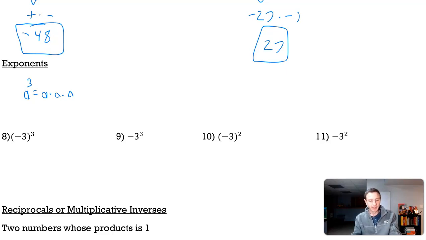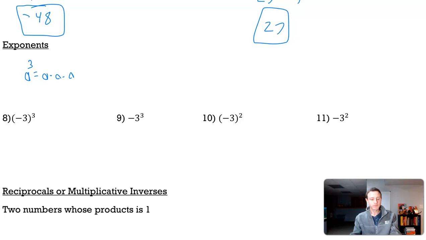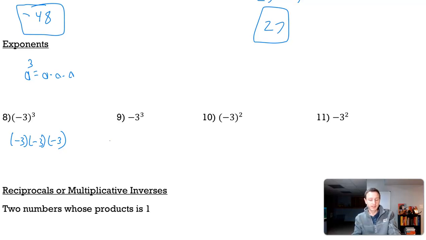So on number 8, negative 3 to the third would be negative 3 times negative 3 times negative 3. Now I want to compare that directly to number 9, negative 3 to the third. This is negative times 3 times 3 times 3. It's 3 being multiplied 3 times together, and then that negative's on the outside. Where on number 8, it's negative 3 being raised to the third power. So it's negative 3 times negative 3 times negative 3. It's negative 3 being multiplied 3 times.